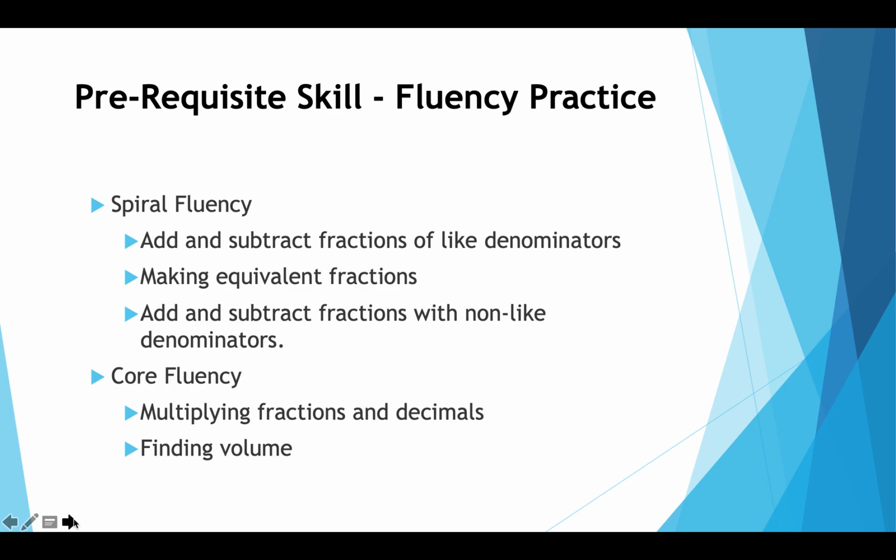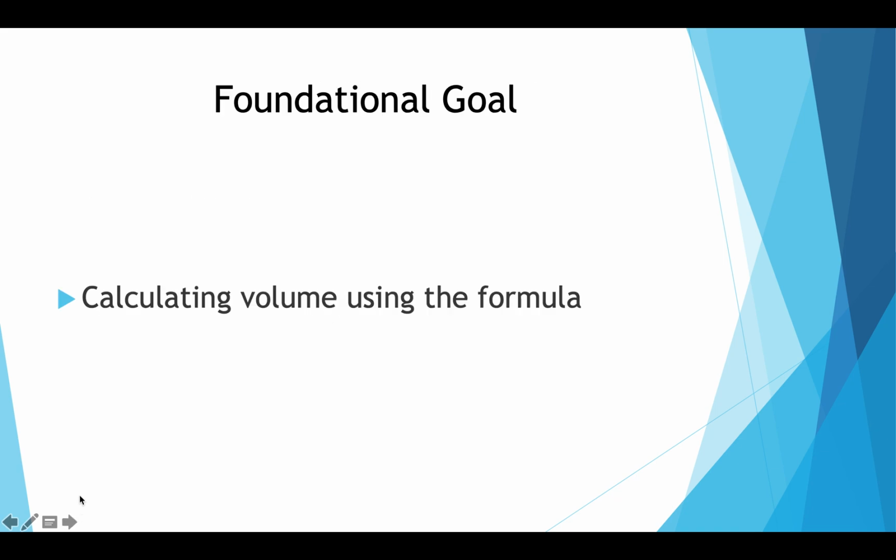For prerequisite skill fluency practice, there's not a lot in here other than fraction operations for the area of rectangles with fractional side lengths. Continue to work on adding and subtracting fractions and making equivalent fractions, with both like and unlike denominators. The core fluency is multiplying fractions and decimals, because that'll come up in some of the problems. And then finding volume, which is just multiplication.